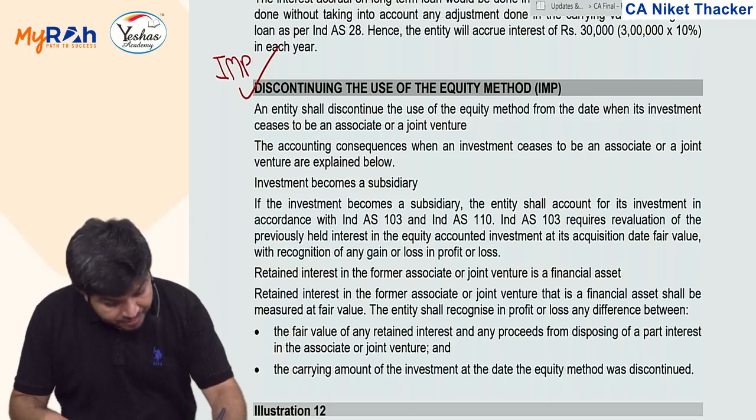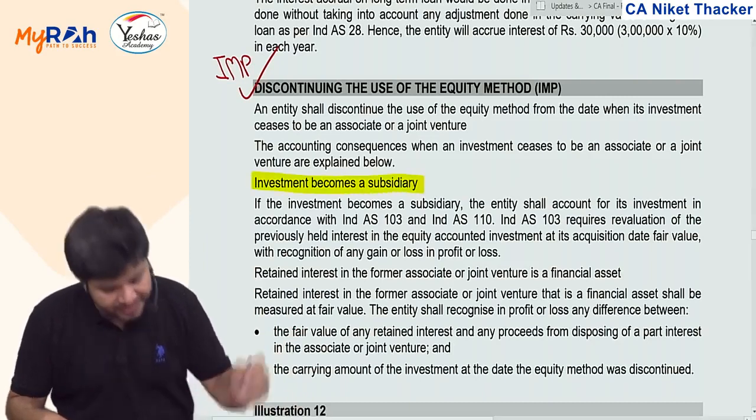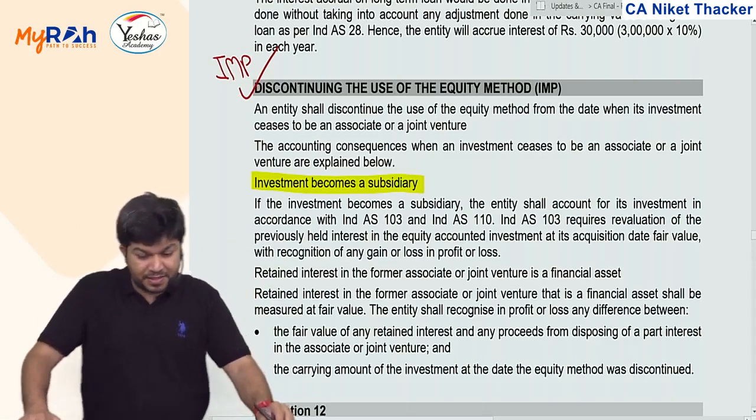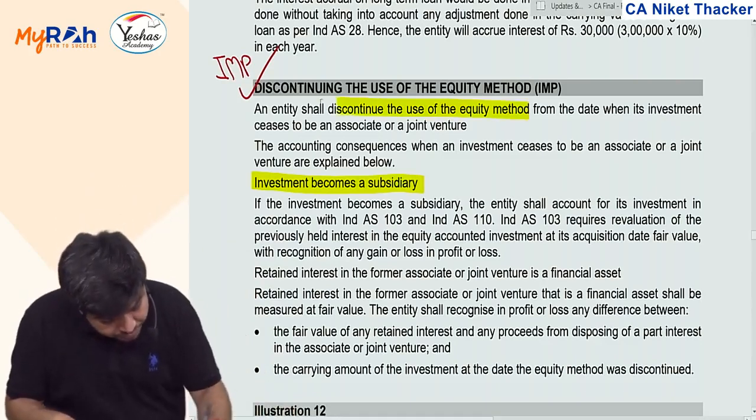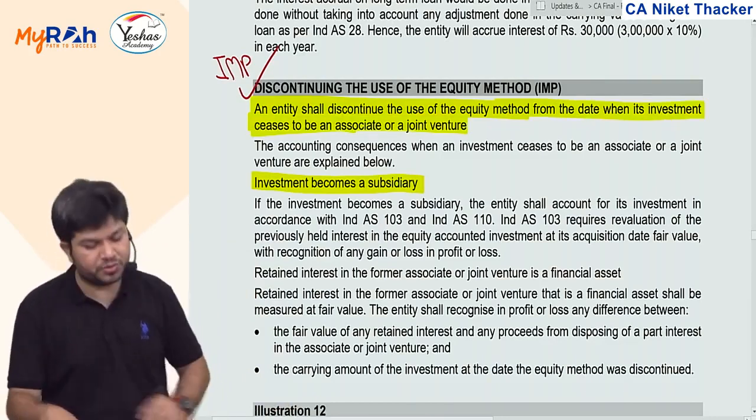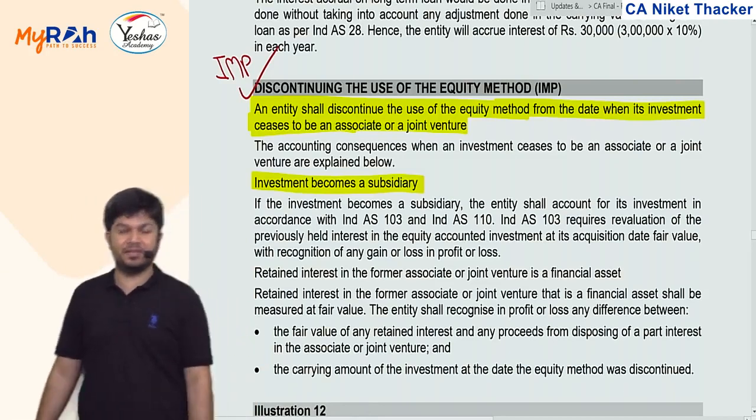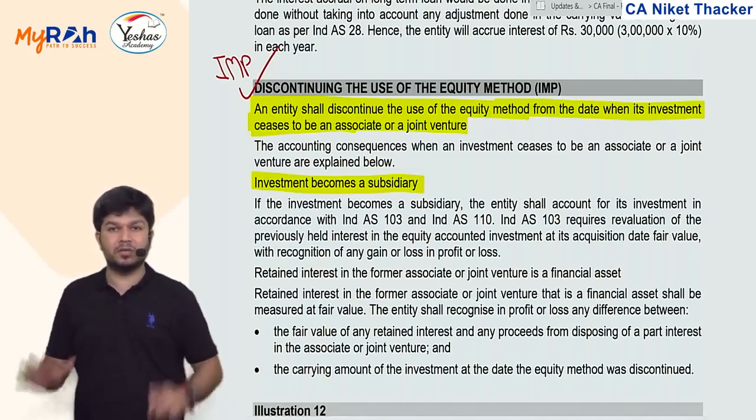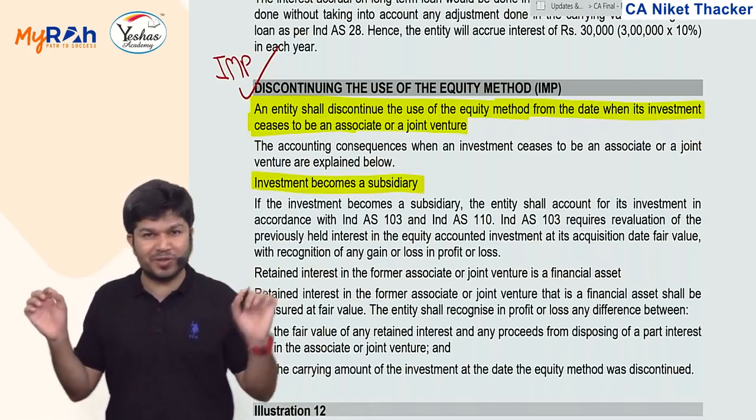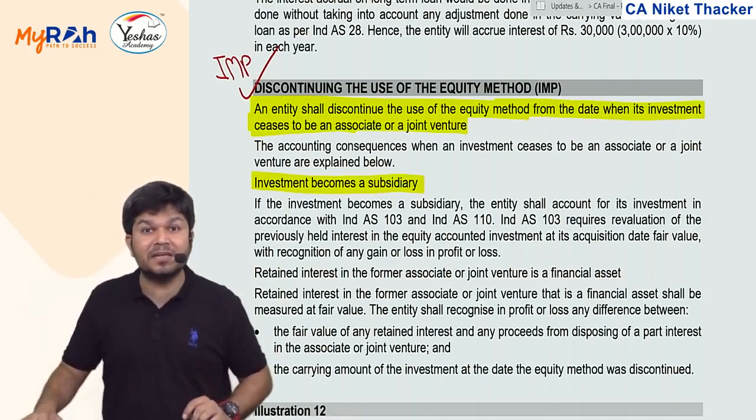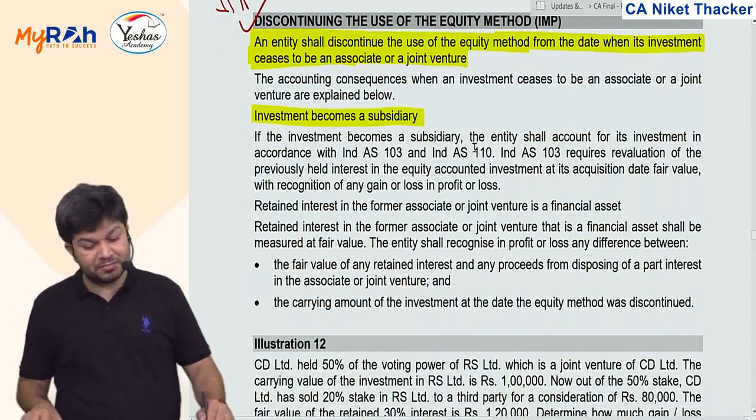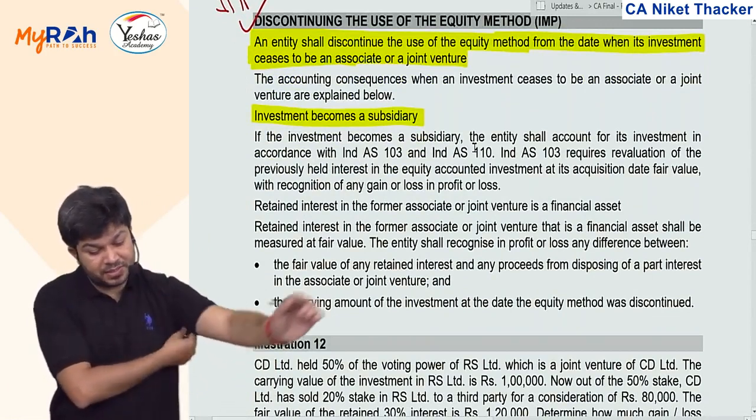One is when it becomes our subsidiary. So you should stop using equity method when it ceases to be associate or joint venture. Now it became a subsidiary. Subsidiary ban gaya, to kya karu? Whatever is the value of investment in associate or joint venture in our CFS, that becomes our deemed consideration.